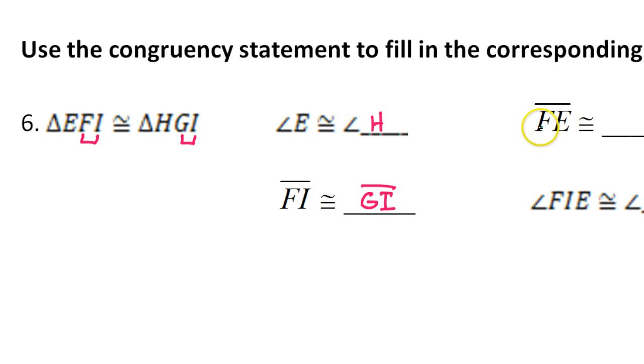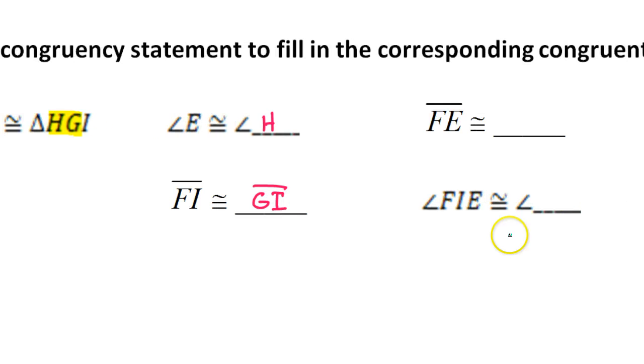Okay, how about segment FE? Alright, segment FE, those are the first two, so that must be congruent to segment HG, or GH if I kept it in the same order. That doesn't matter.